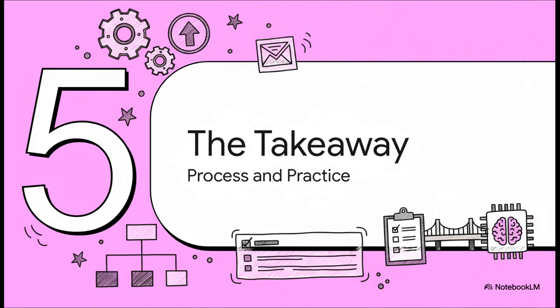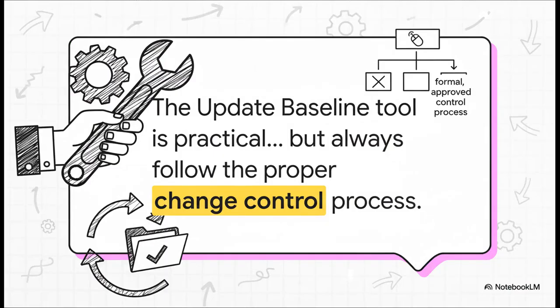So, let's bring it all home. We've gone through the what, the why, and the how. Now let's tie this very specific technical skill back to what this is all about, being a disciplined, effective project manager. And this really is the final, most important message. The update baseline function is an incredible tool. It's practical, it's necessary, but at the end of the day, it's just a tool. It has to be used in service of a formal, approved change control process. Always remember, the tool enables the process. It never ever replaces it.